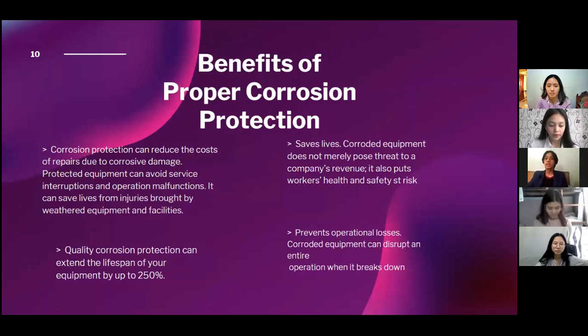Save lives. Corroded equipment does not merely pose a threat to a company's revenue, it also puts workers' health and safety at risk. To avoid injuries and lost lives, use an effective corrosion management service to prevent breakdown of equipment. Prevents operational losses. Corroded equipment can disrupt an entire operation when it breaks down. With corrosion management, operational disruptions and the losses in effect can be avoided.